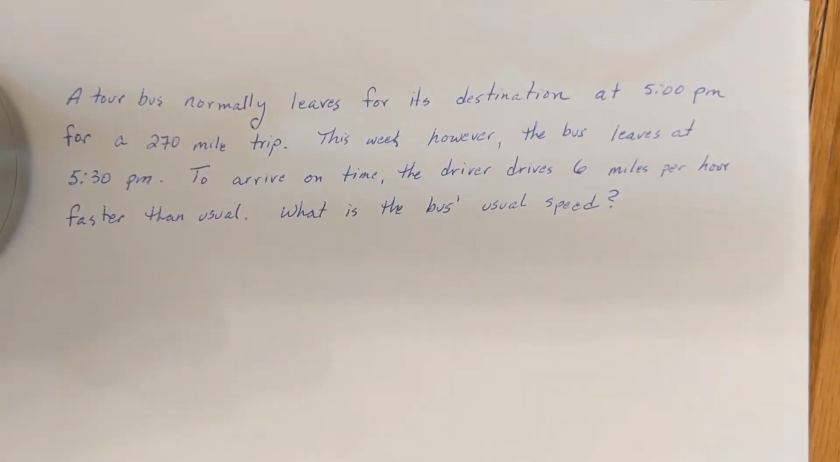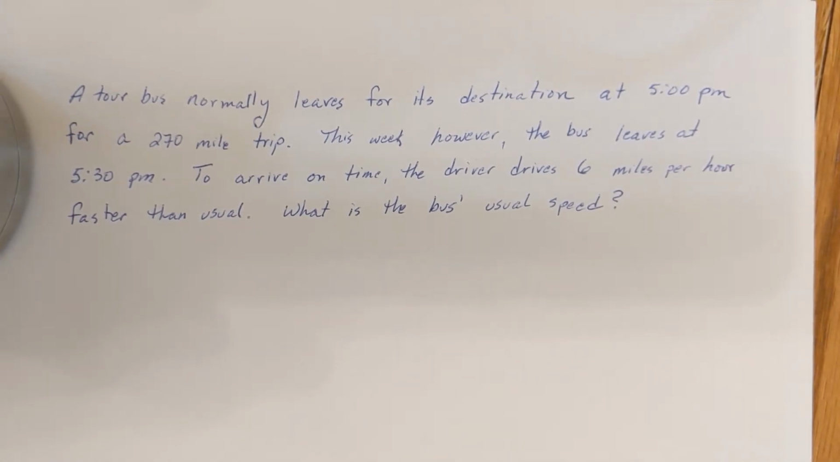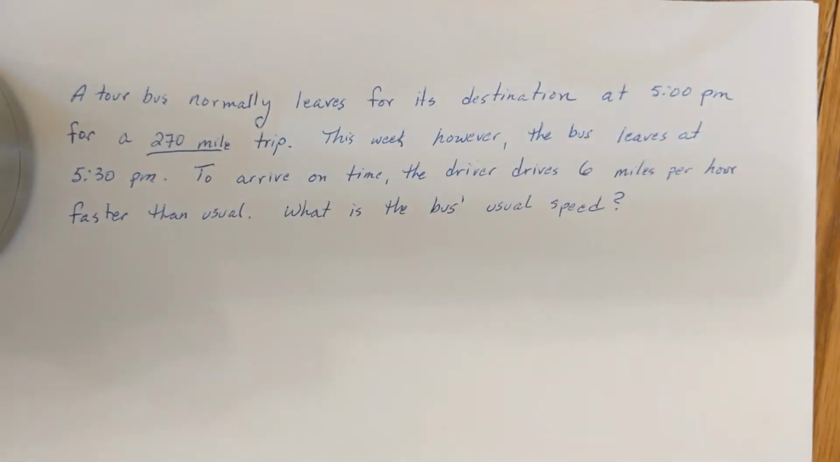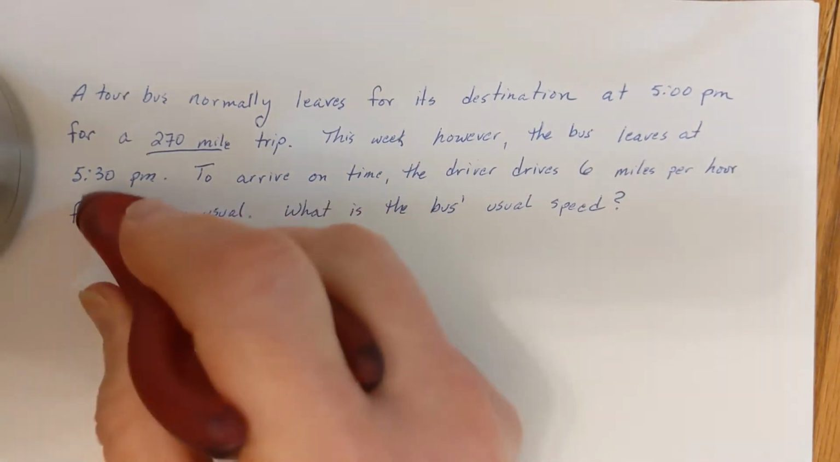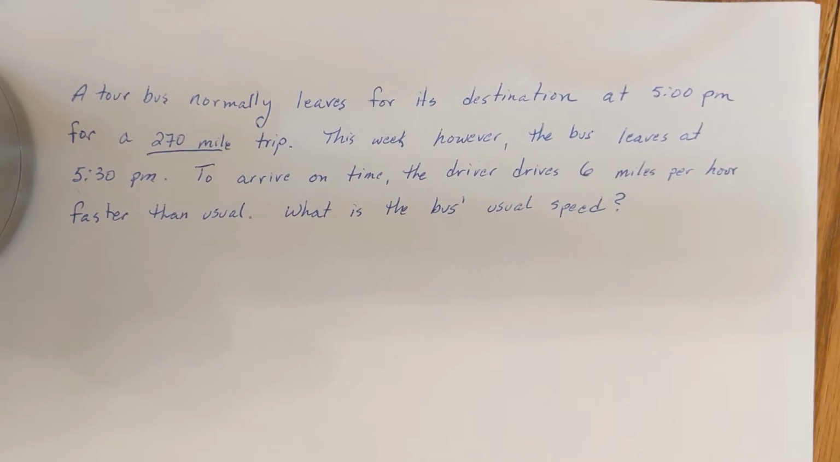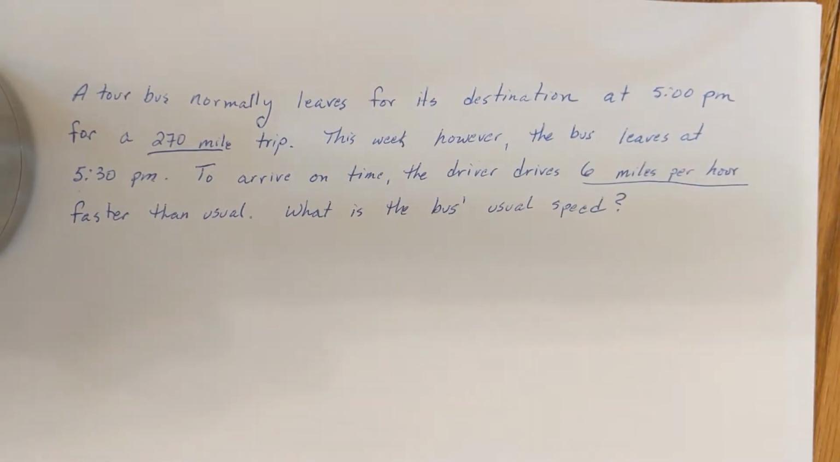Another word problem involving rational expressions. A tour bus normally leaves for its destination at 5 p.m. for a 270-mile trip. This week, however, the bus leaves at 5:30. To arrive on time, the driver drives 6 miles per hour faster than usual. What is the bus's usual speed?